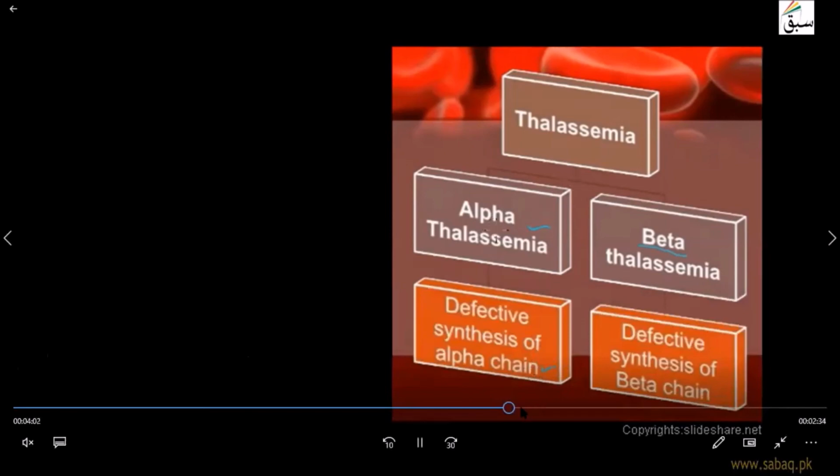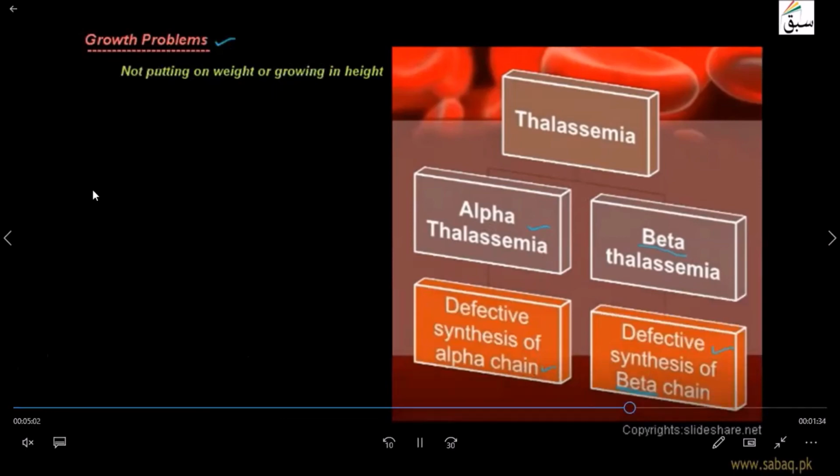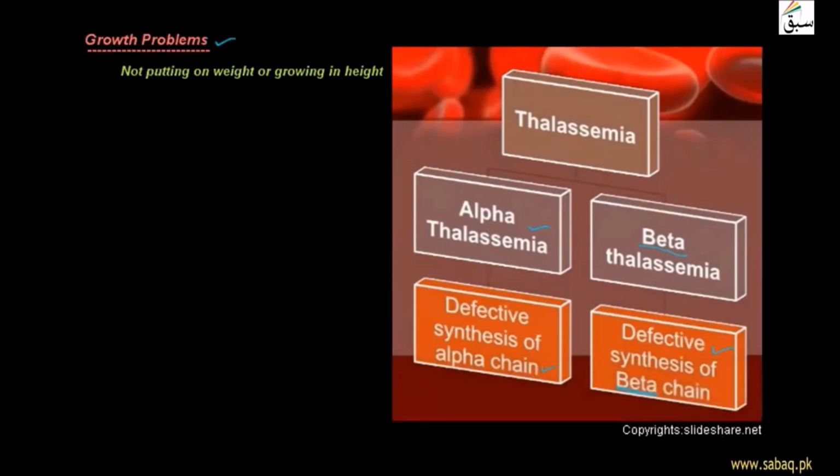Now, what are the effects of these kinds of thalassemia? What will happen to the patient that is having this disease? First of all, that patient will have growth issues. Why? Because he or she will not put on weight or grow in height. I told you, bone will also be defective, so bone will not grow. Because the bone marrow is defective, the patient will not put on weight or grow in height, so they will have growth issues.